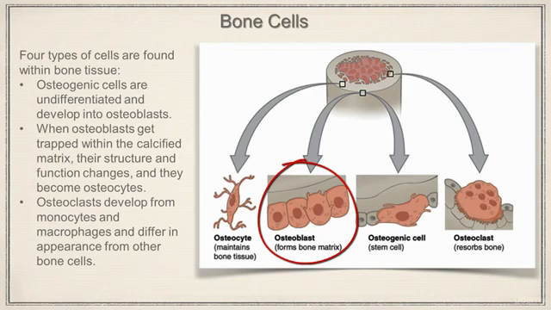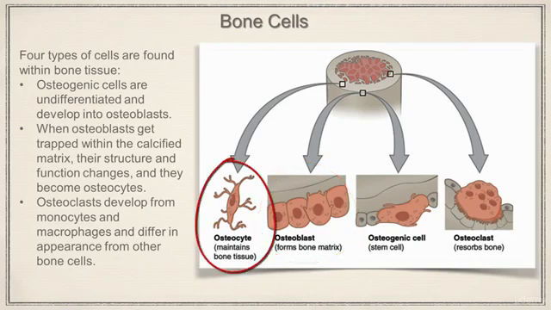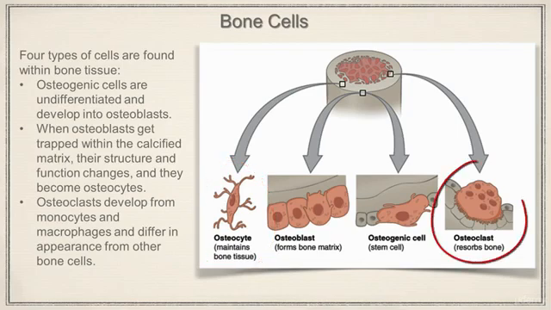But when the osteoblasts get trapped within the calcified matrix, in other words, they get trapped within the bone, their structure and their function changes, and they become mature osteoblasts, and at this point we call them osteocytes. Now, osteoclasts develop from monocytes and macrophages, and they differ in appearance from the other bone cells.